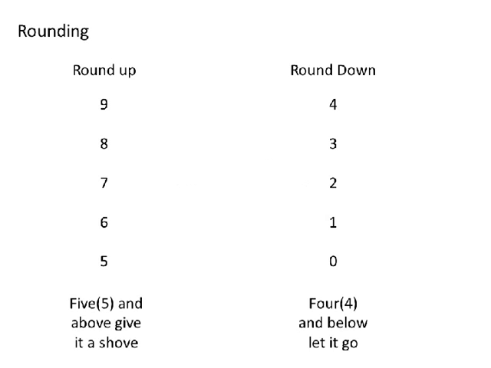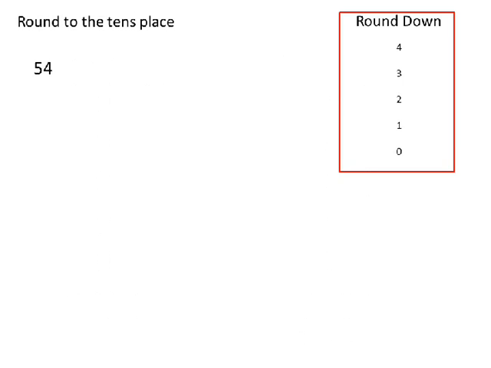Rounding. We're going to actually start rounding right now. A little saying that goes with this is on this next slide. If you notice, I put 9, 8, 7, 6, and 5. Those numbers are all going to be rounded up. And the little saying is, 5 and above, give it a shove. And for the numbers 4, 3, 2, 1, and 0, 4 and below, let it go. So you're going to round up 5 through 9, and you're going to round down 4 through 0.